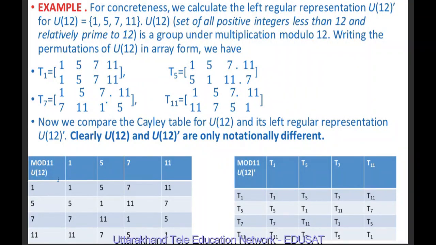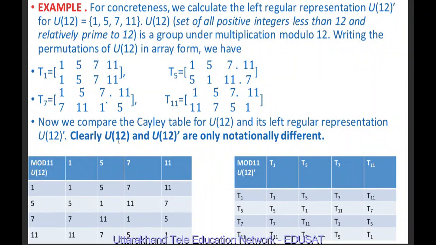And if we represent this table in T notation, then we can write here T1, T5, T7, T11. In the first row, we will have T1, T5, T7, T11. T1 operated with T1, T1 operated with T5, T1 operated with T7, T1 operated with T11. If we carry out these operations, we will get T5, T1, T11, T7. Here T7, T11, T1, T5, T11, T7, T5 and T1.